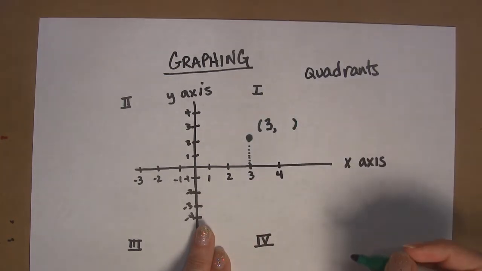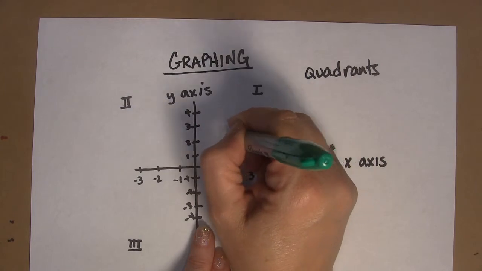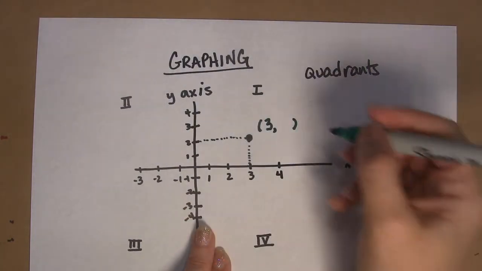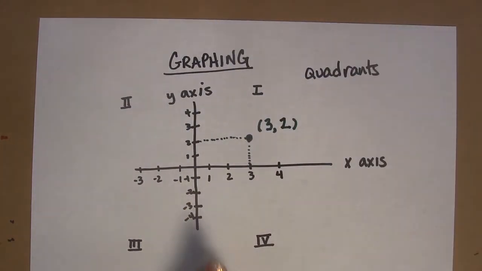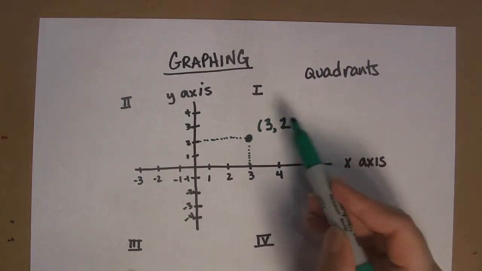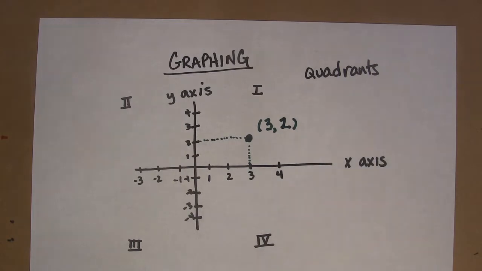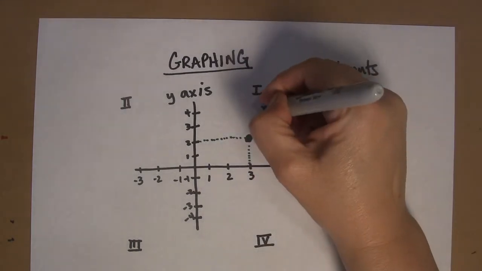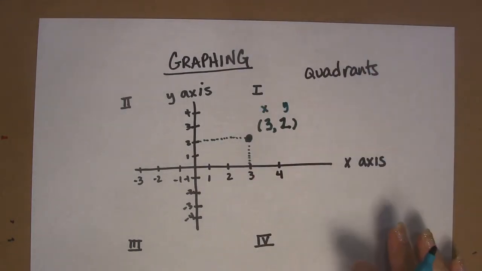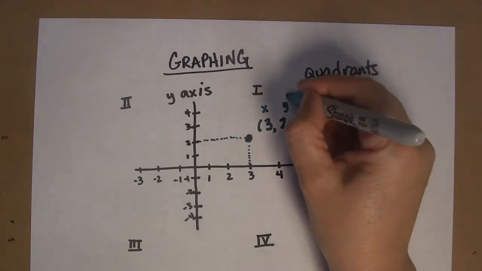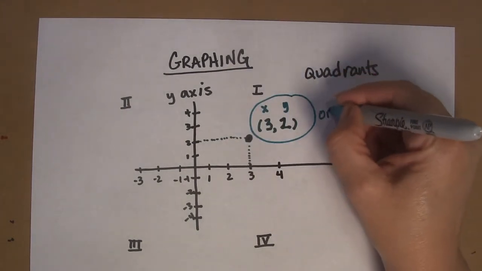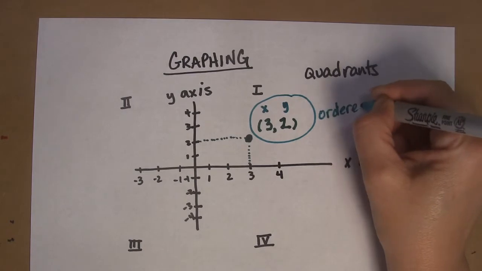The x value is a 3. And then we put a comma. And then we figure out what our y value is, which in this case is a 2. So this point is on our graph at point 3, 2. This is the x-axis value, and this is the y-axis value. This whole thing right here is called an ordered pair.